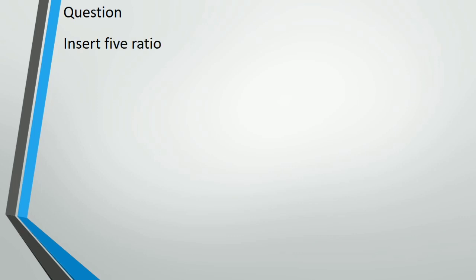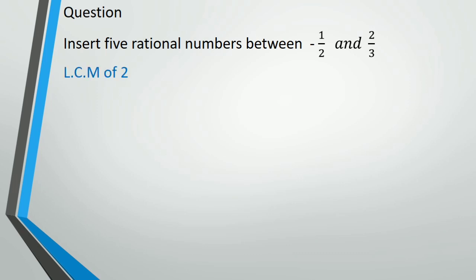Now the next question is to insert 5 rational numbers between two given rational numbers. The given rational numbers are minus 1 by 2 and 2 by 3. Here, in order to insert 5 rational numbers, we see these two rational numbers have different denominators. Note that in this case we have to find the LCM of both the denominators, and make both the rational numbers into rational numbers with equal denominators.